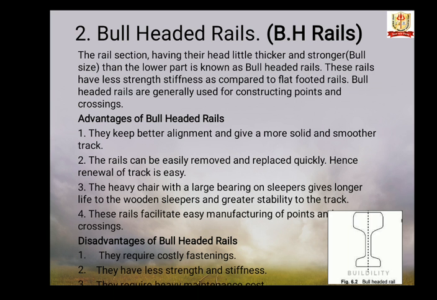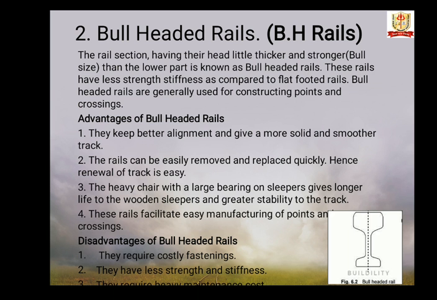Next is bull-headed rails, BH rails. The rail section having a head that is a little thicker and stronger, like a bull's size, than the lower part is known as a bull-headed rail. These rails have less strength and stiffness as compared to flat-footed rails. Bull-headed rails are generally used for constructing points and crossings.